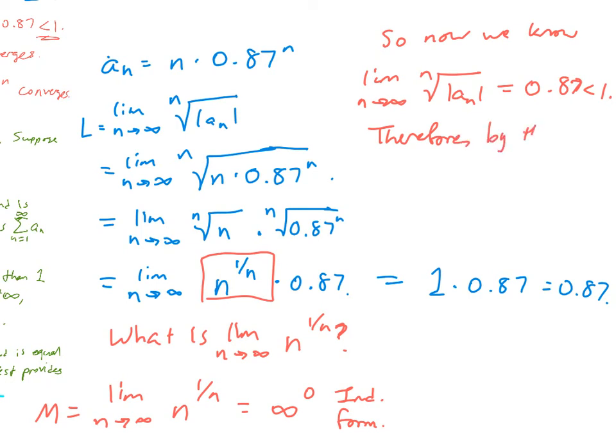by the root test, the sum from n equals 1 to infinity of n times 0.87 to the n converges. Shouldn't surprise us, we found it converges earlier, so hopefully we're not going to get a different result using a different test. But anyway, it's nice to know that there's another way of getting there. So that's called the root test.